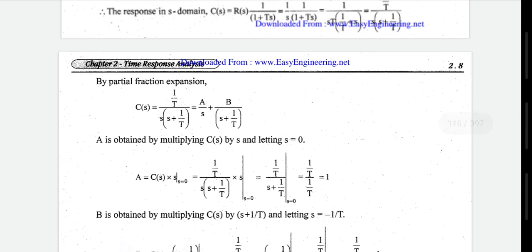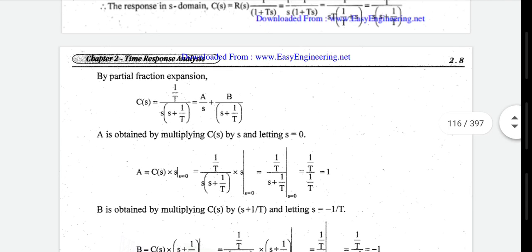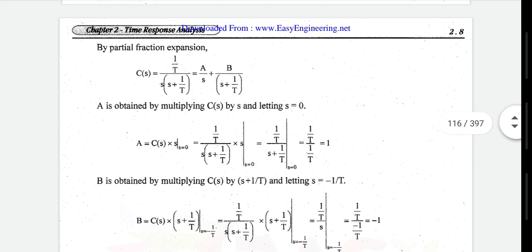So for this now you are doing the partial fraction. Okay, splitting the terms. 1 by t by s into s plus 1 by t is equal to a by s plus b by s plus 1 by t. So first of all you are splitting the terms for the given response c of s. Okay, how you are going to find the residues of a and b here? So a is nothing but a is equal to c of s into s by letting s is equal to 0. What is c of s? Substitute c of s value 1 by t by s into s plus 1 by t into s. Okay, so s and s gets cancelled.